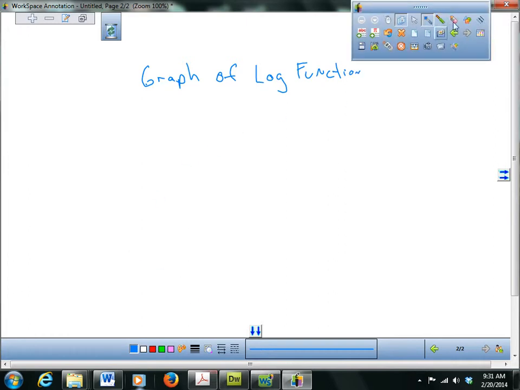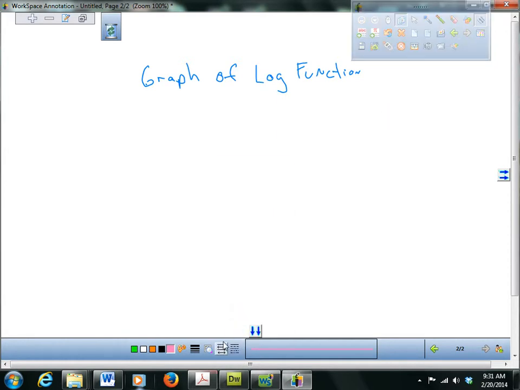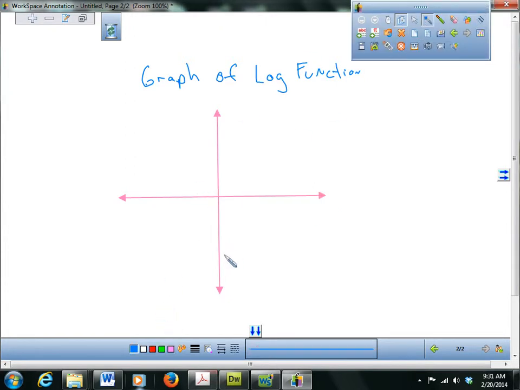Let's do a good solid line and put arrows on the end. Pink. We like pink, right? Okay, so the graph of a log function, we already kind of talked informally about that. It looks kind of like that.